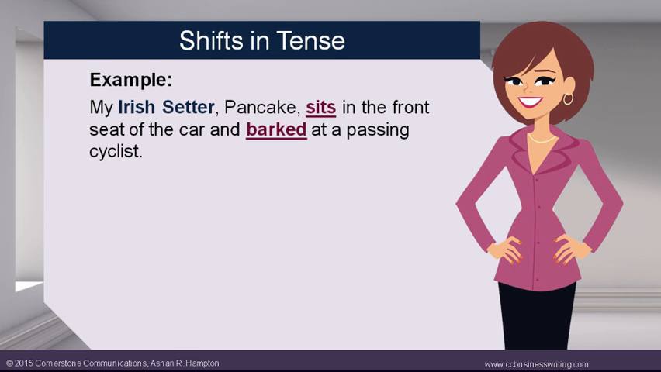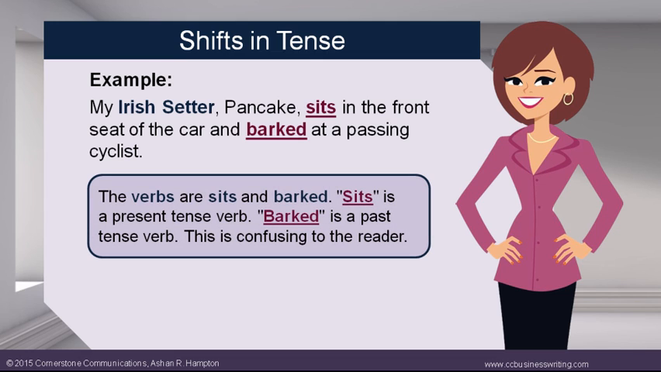For example, my Irish setter, Pancake, sits in the front seat of the car and barked at a passing cyclist. That even sounds a little bit off, doesn't it? The verbs are sits and barked. Those are the two verbs in the sentence. Sits is written in the present tense. Barked is a past tense verb because it has the ed on the end.